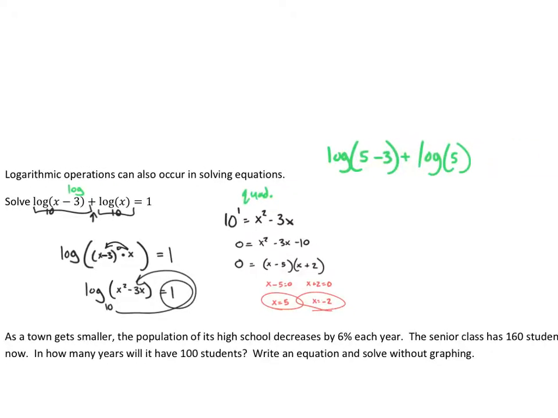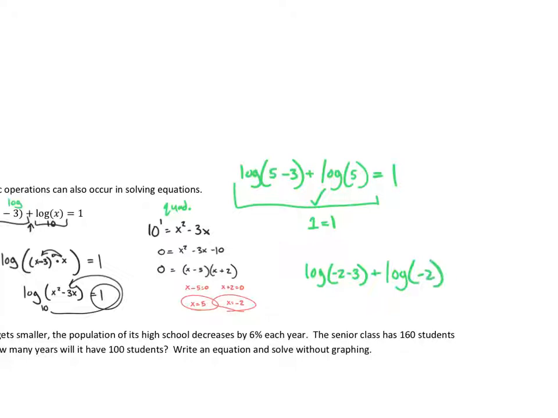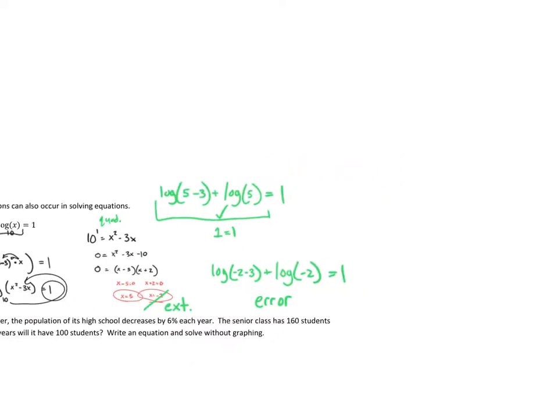We're going to check, if I plug in 5 for x, does it work out correctly? And if you type that into your calculator, it does in fact work out correctly. If you type that in, this whole left side becomes a 1. However, if you try the above problem and you plug in negative 2 and you try to do it on your calculator, you're actually going to get an error because negative 2 is extraneous.